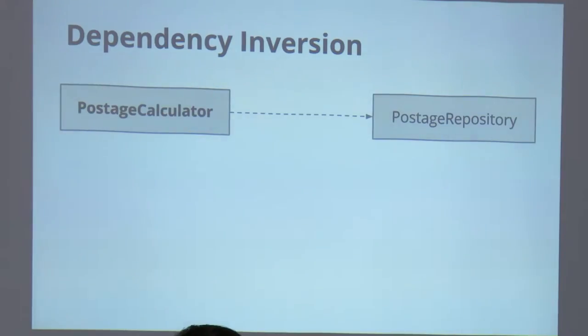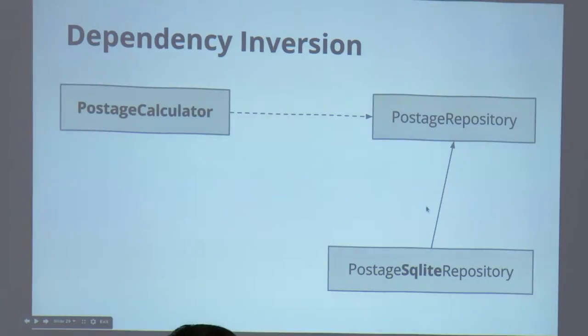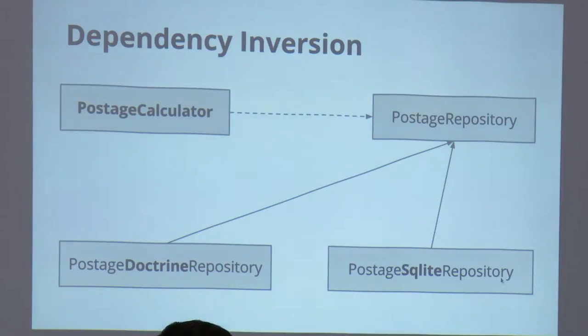So this is using the principle of dependency inversion. Our postage calculator relies on postage repository, which is an interface, and this can be implemented by postage SQLite repository or Doctrine. It's a clean way of decoupling application from infrastructure. So your postage calculator doesn't really depend on any particular implementation. You can replace this postage repository with whatever you want. And this is where dependency injection comes in handy, because using dependency injection, we can define what we want to use in here.